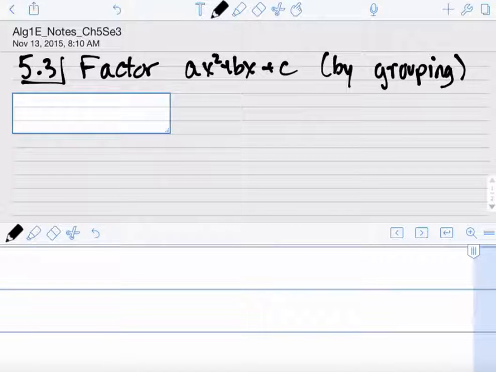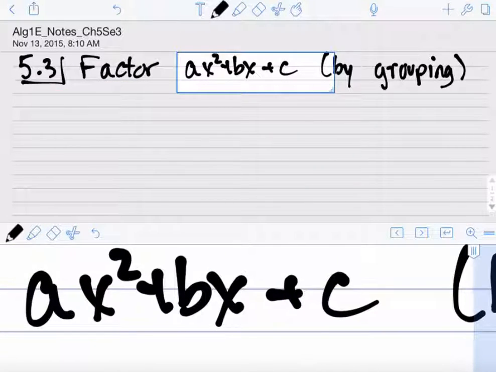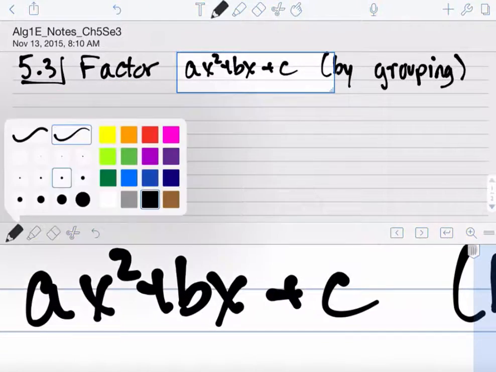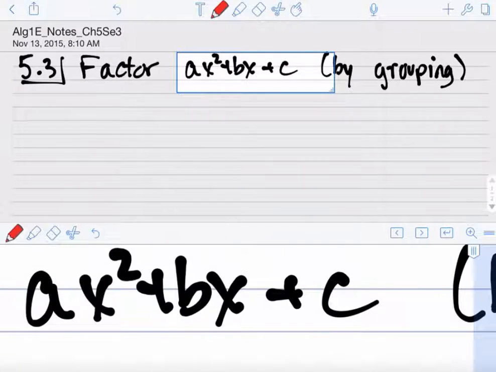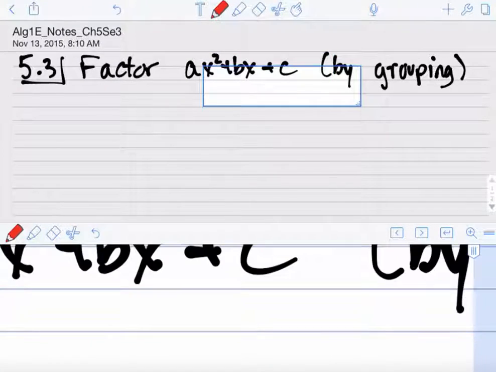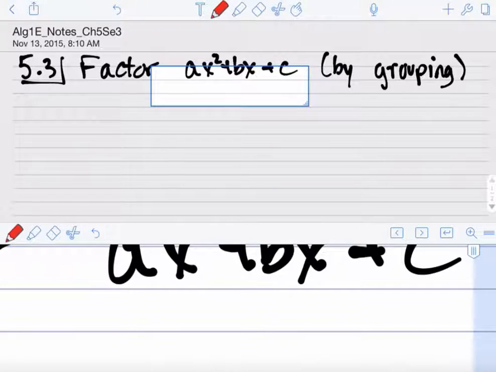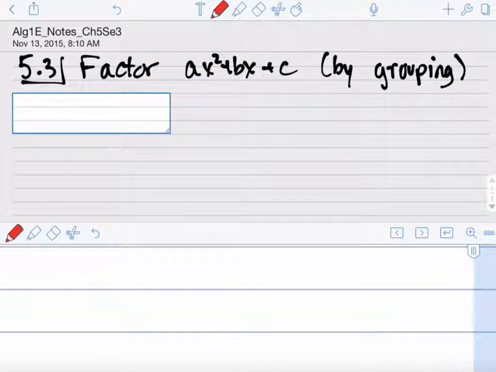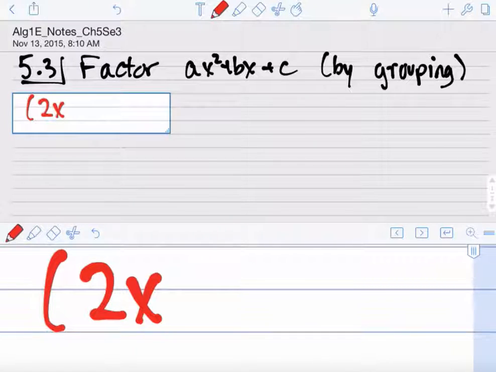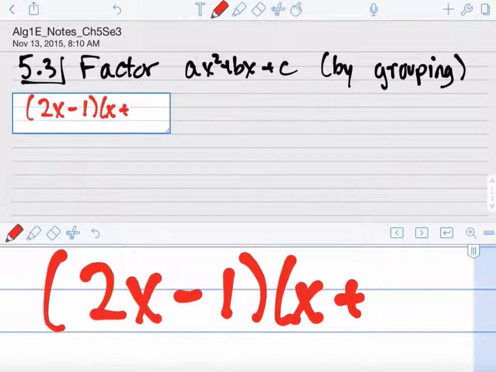Okay, here are the notes for Chapter 5, Section 3, which is still factoring, but we're factoring ax squared plus bx plus c. We're going to use grouping. So this is a little bit different, okay? Let's just start again by multiplying two binomials out. So 2x minus 1 times x plus 2.